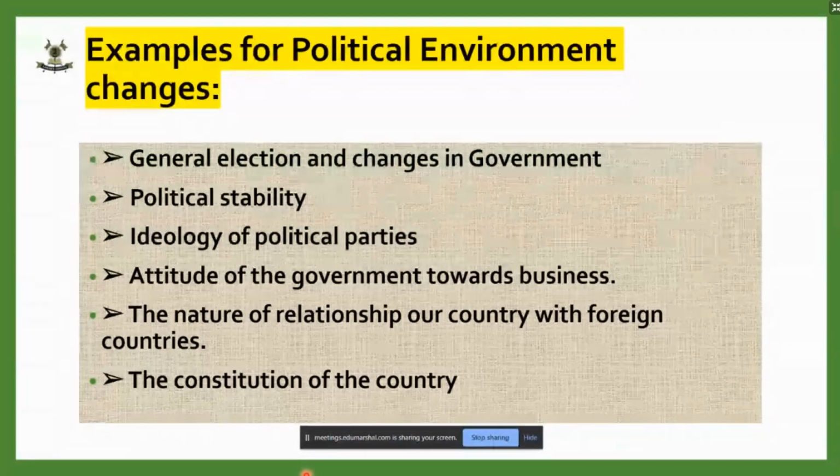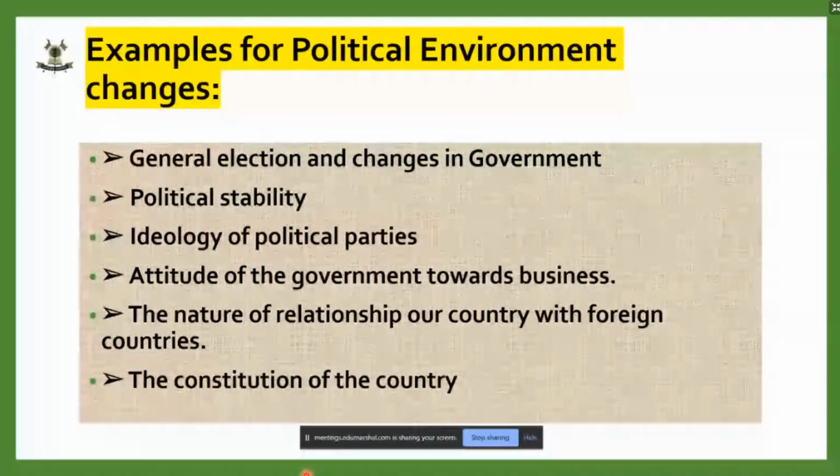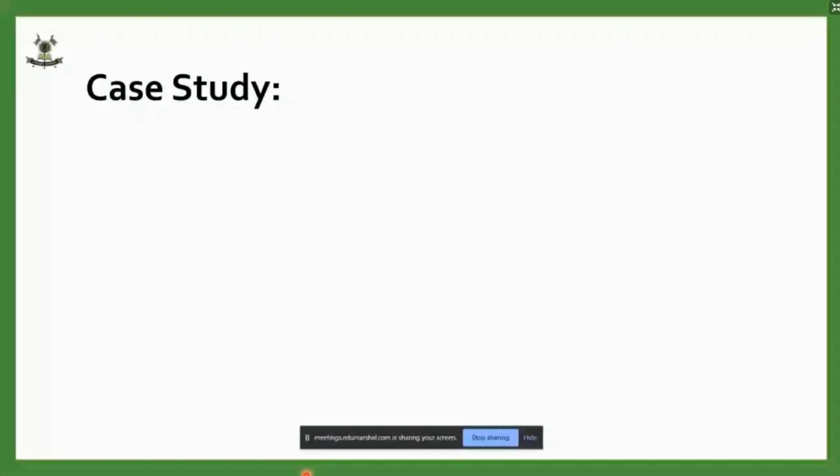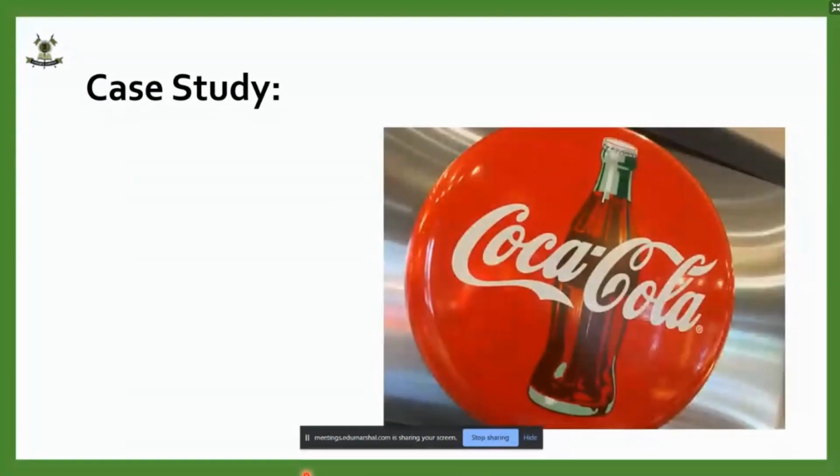And if we talk about any kind of rights and responsibilities or constitutional rights, again, it becomes a part of the political environment. I want to take one very good example, a very famous case study, children, in political environment. This is a case study on Coca-Cola.